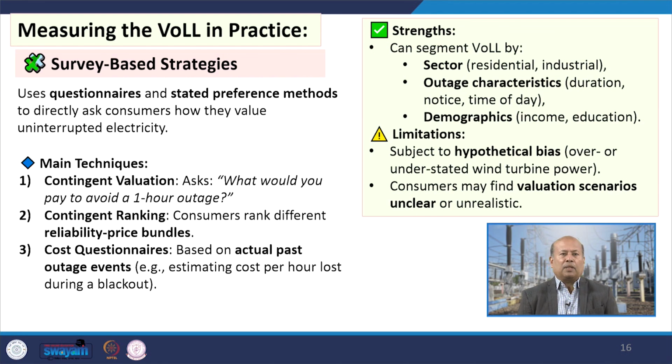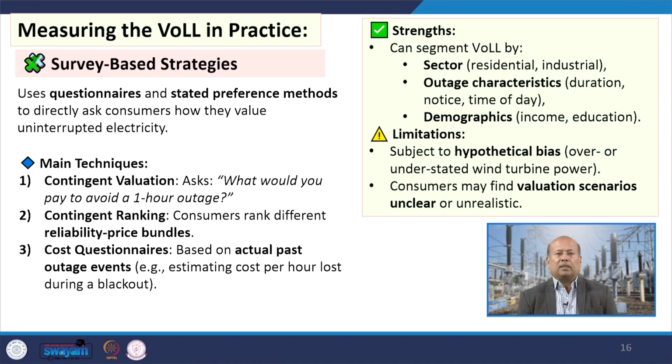Now, there is also survey based strategies where the strengths can segment VoLL by sector wise, outage characteristics or demographics. The limitations are subject to hypothetical bias, and consumer may find valuation scenario unclear or sometimes unrealistic. It uses questionnaires and stated preference methods to directly ask consumers how they value uninterrupted electricity.